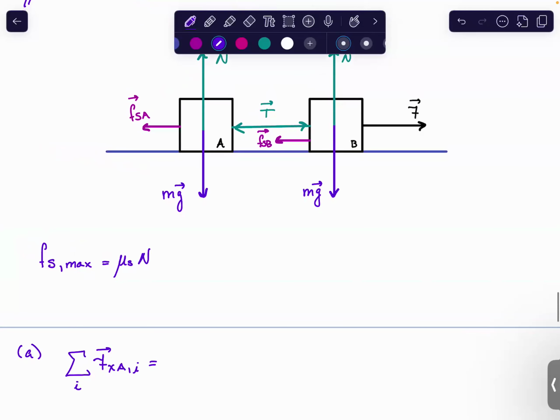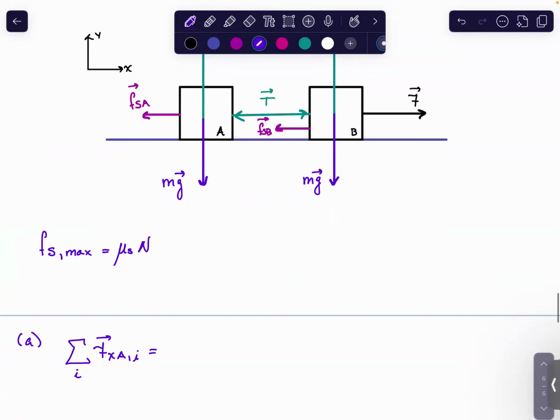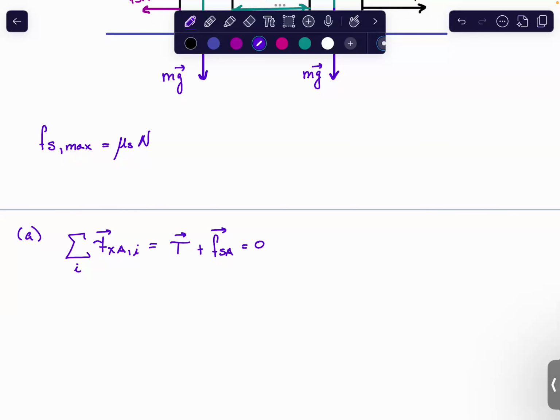So you notice on block A, in the X direction, you have tension and you have the static friction. And let's go ahead and mark X and Y. So those are our positive directions. So you're going to have tension plus the static friction of A. It's not moving yet, so it equals 0. Tension is in the positive direction, static friction is in the negative direction. And so the tension between the two blocks is equal to the static friction of block A.